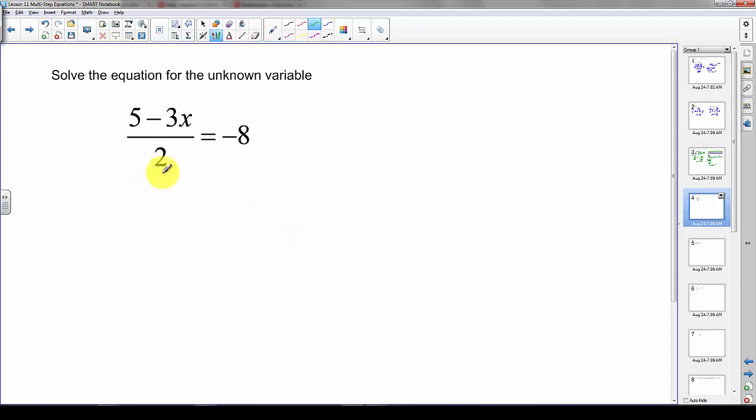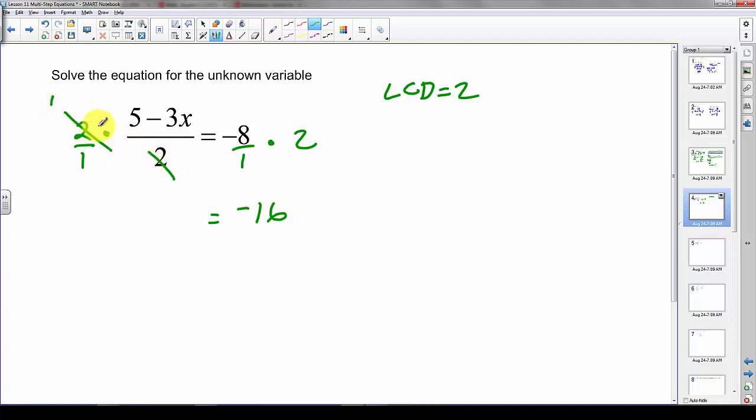In this case, I have a division of 2, which is really like the denominator. Over here, I have a denominator of 1. If I multiply both parts of the equation, or all terms in the equation, by 2, because that's my LCD, then notice on the right side, I get negative 16. These 2's are going to reduce, leaving me with 5 minus 3x.